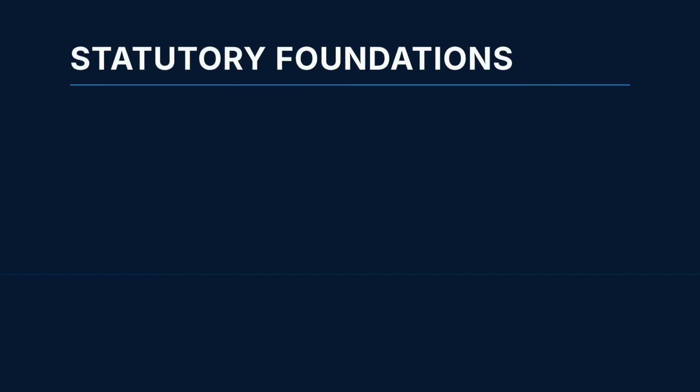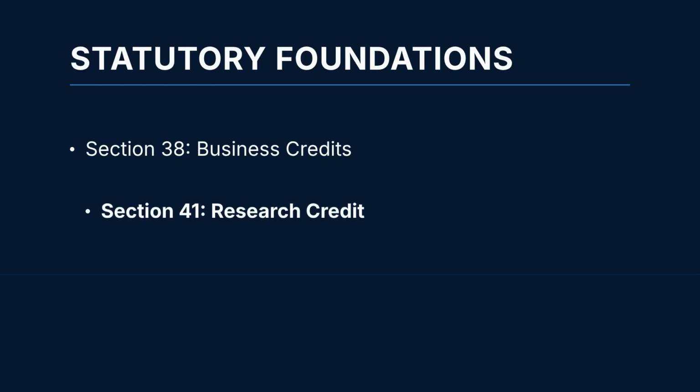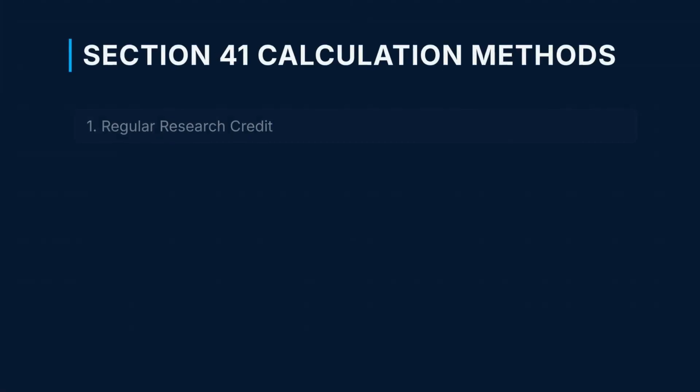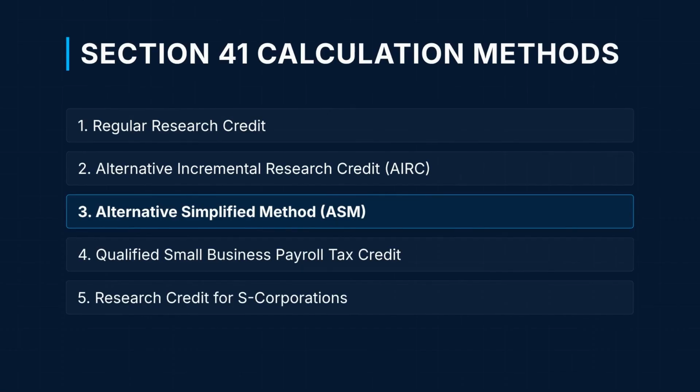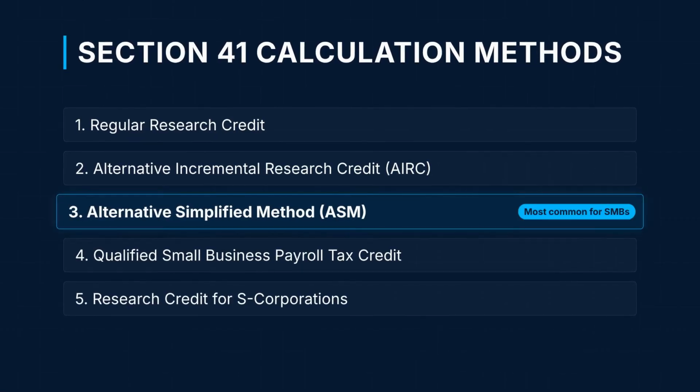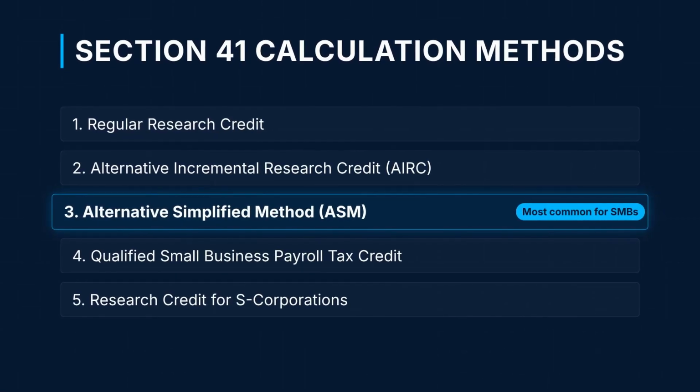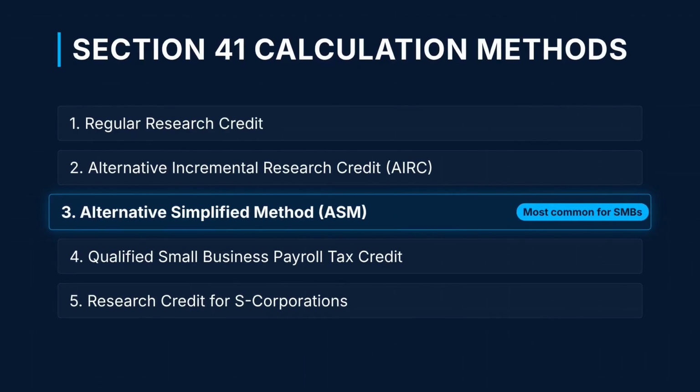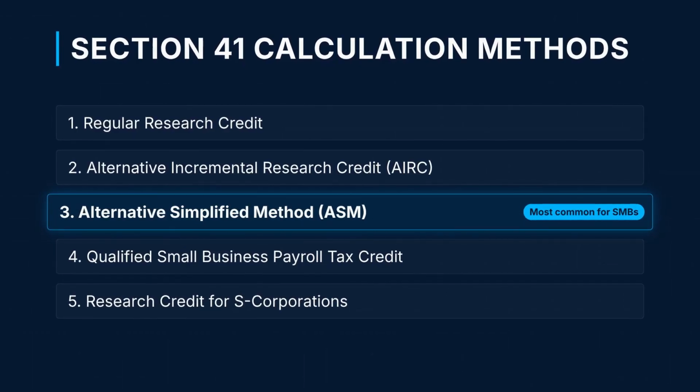Section 38 permits a credit against tax for current year business credits, which includes the credit under Section 41 for increasing research activities. For S corporations, the Section 41 credit is allocated among shareholders pro rata. Each shareholder then claims the credit on their own income tax return. Section 41 describes 5 methods for calculation. Most small to mid-sized businesses use the alternative simplified method, which compares current year expenses to a 3-year baseline.